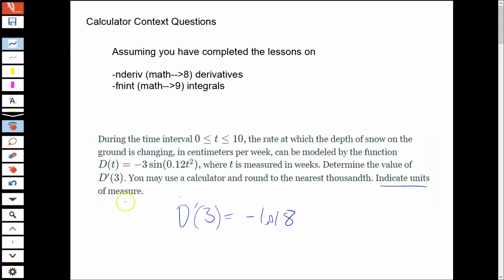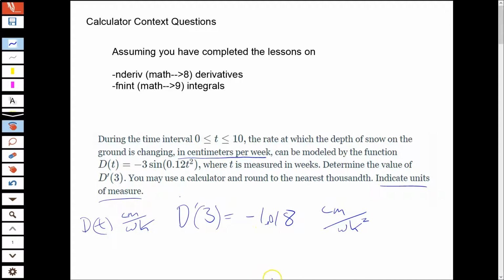And then you're going to have to indicate units of measure, and that's where things get a little bit trickier. Remember, d of t is the rate of change in centimeters per week, so it's already a derivative if you think about it. D prime of 3 is the rate of change of the rate of change. So this is going to be centimeters per week squared. This means that the rate of change is decreasing at a rate of about 1 centimeter per week squared.